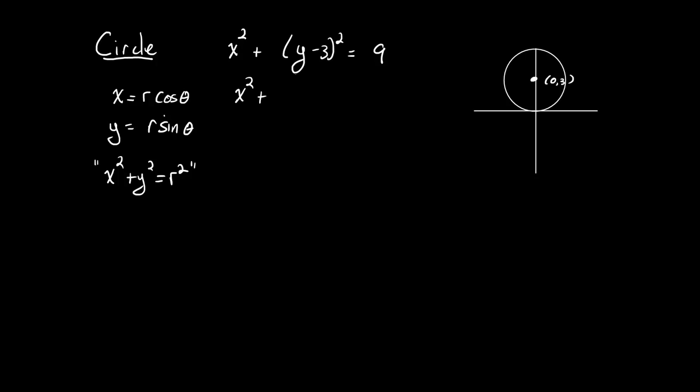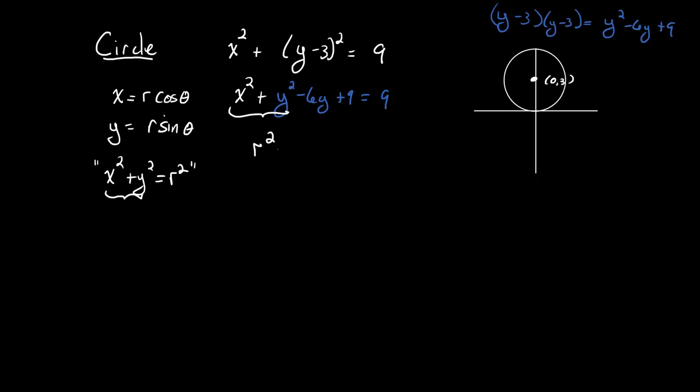So I have x squared. I'm going to expand out y minus 3. So hopefully we all recognize that y minus 3 squared expanded through FOIL is going to be y squared minus 6y plus 9. So here we're going to have y squared minus 6y plus 9, and this still equals 9. I now recognize that x squared plus y squared equals r squared. So r squared minus 6y. If I subtract 9 on both sides, they go away, and I get this equal to 0. But we know y is equal to r sine theta, so we have r squared minus 6 times r sine of theta equals 0.